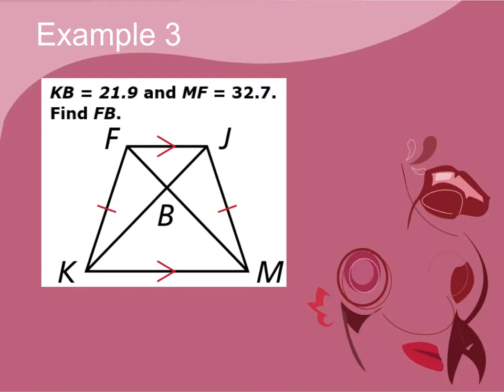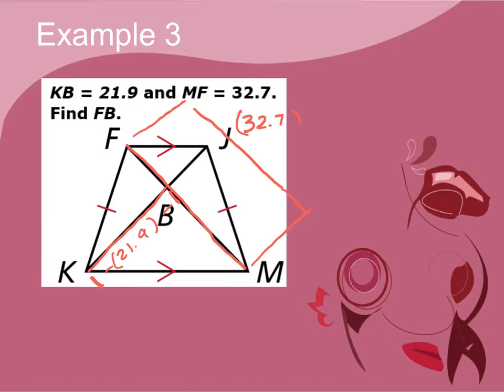So it's an isosceles trapezoid, and we know that in an isosceles trapezoid, the diagonals are congruent to each other. Sorry, hold on. KB is 21.9, so here's KB, and then MF is 32.7, which is the other line. Let me just mark this real quick. The distance from there to there, that line, is 32.7. The distance from here to here is 21.9. And so we know that since it's an isosceles trapezoid, the diagonals are congruent to each other.